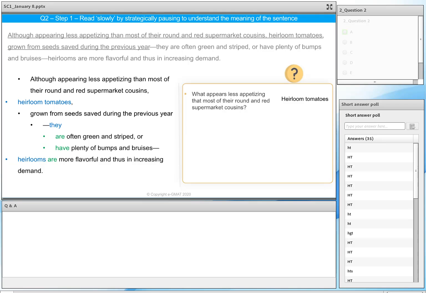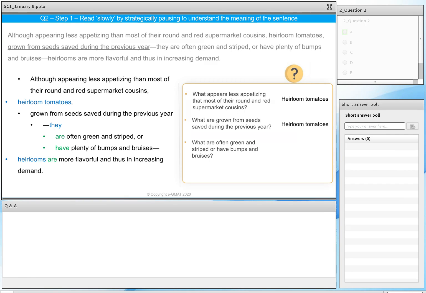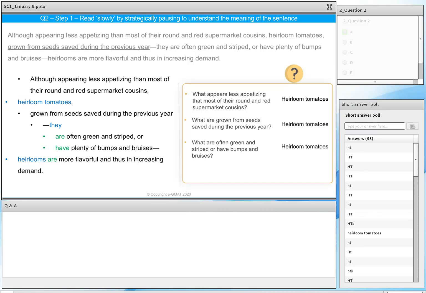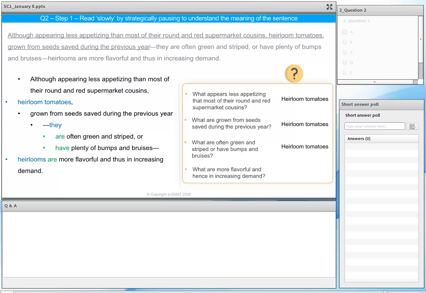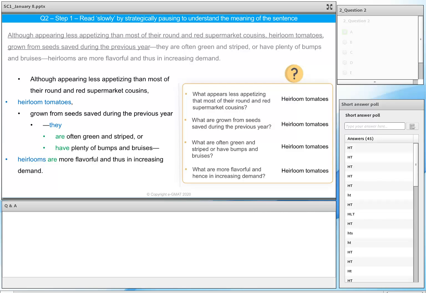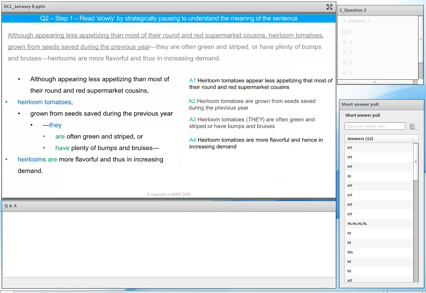Perfect. Heirloom tomatoes. All right, next probing question. What are grown from seeds saved during the previous year? Perfect. Heirloom tomatoes. All right, third one. What are often green and striped, have plenty of bumps and bruises? Again, perfect. Heirloom tomatoes. And the fourth one. What are more flavorful and hence increasing in demand? Again, perfect. Heirloom tomatoes. So now that we have all of these questions answered, our meaning is really clear. We can turn those answers into these key aspects.